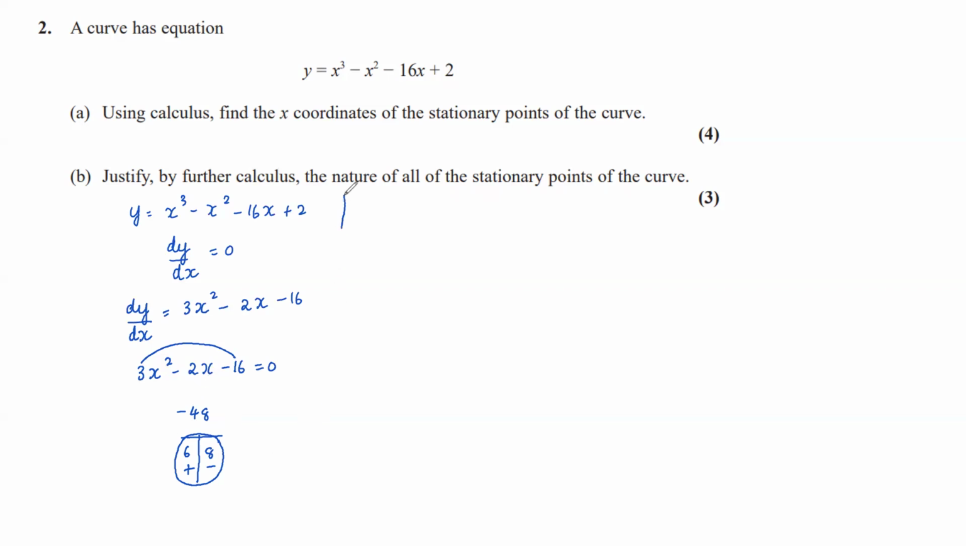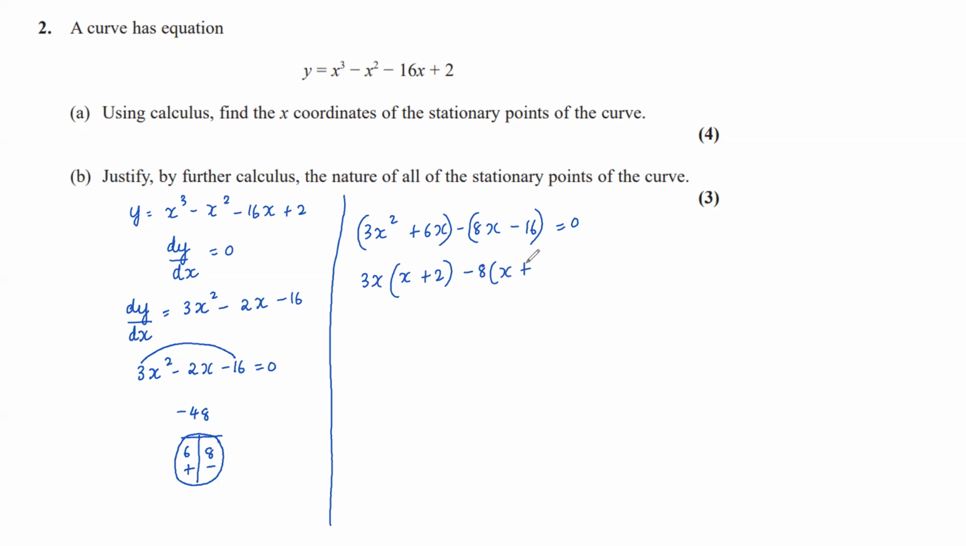So here, 3x squared, splitting the middle term, instead of minus 2x, I can write 6x minus 8x minus 16 is equal to 0. Keeping the middle sign as it is, split them into two groups. 3x squared and 6x, what is common here? We have 3x common. We'll be left with x plus 2. Minus 8x minus 16, we have 8 common. We are left with x. Minus into minus is plus. 8 times 2 is 16.